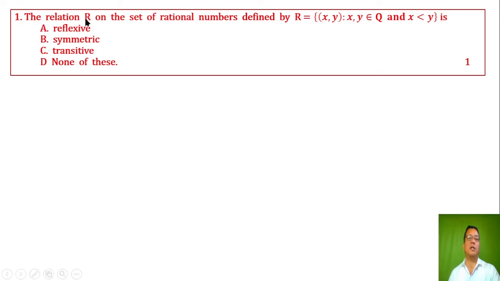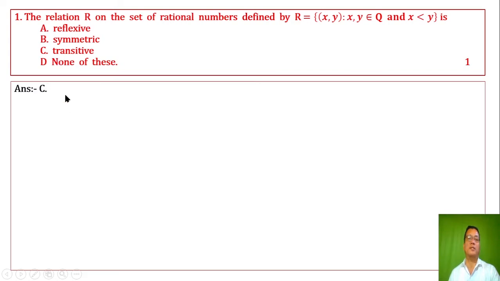Question number 1. The relation R on the set of rational numbers defined by R equal to ordered pair x, y such that x, y belongs to Q and x is less than y is: reflexive, symmetric, transitive, none of these. We have to select C.